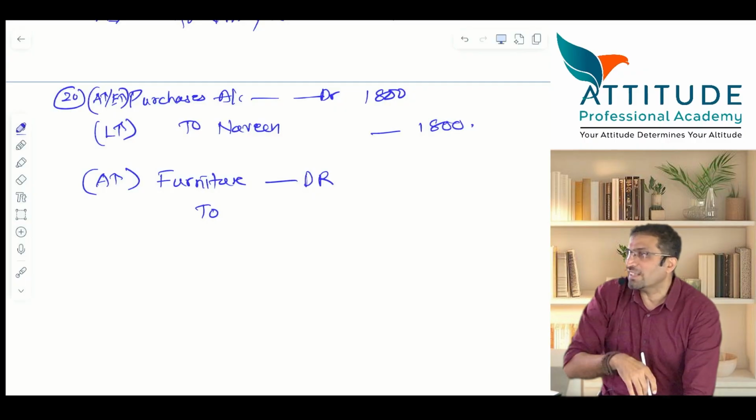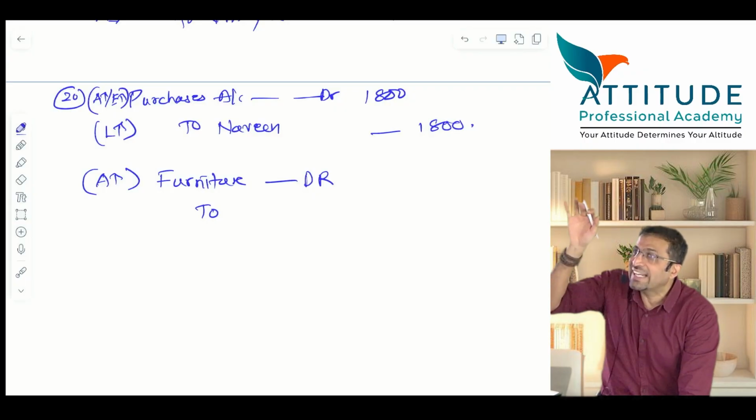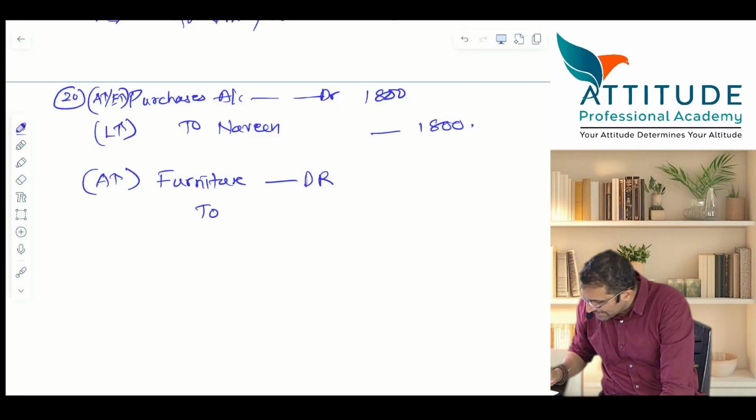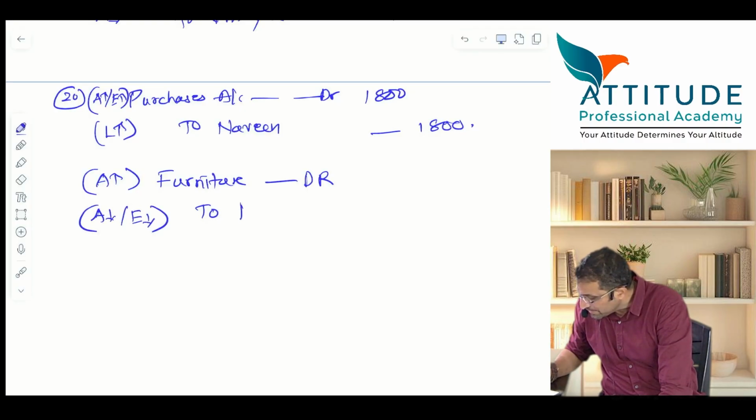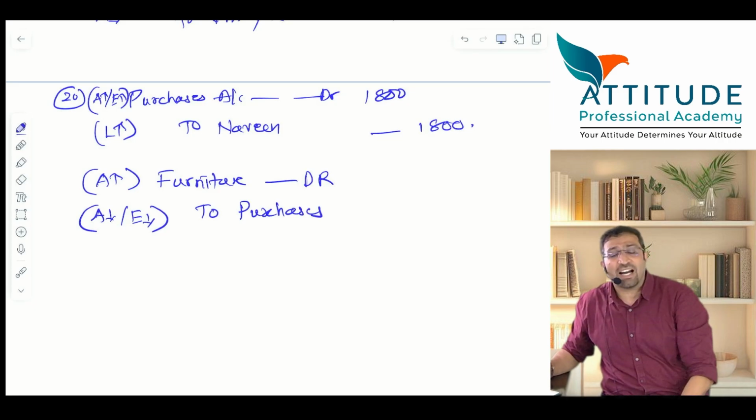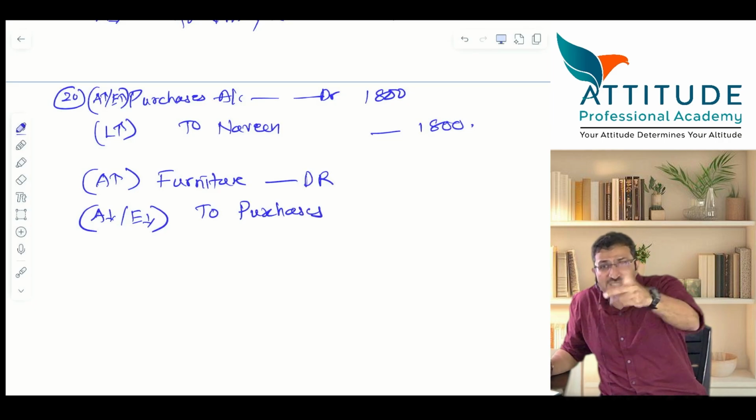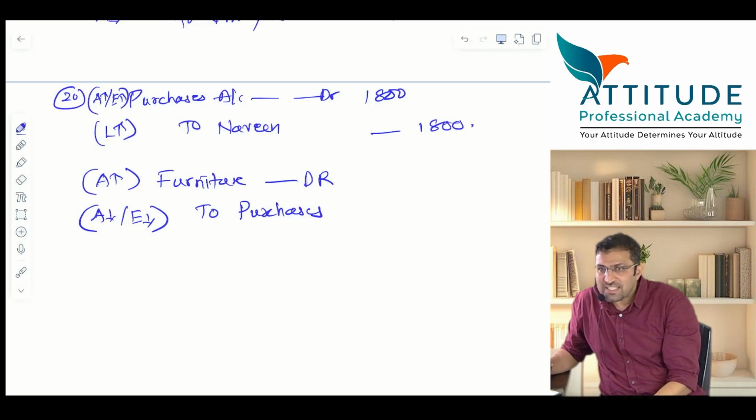It has become your fixed asset. So what should purchases be? Expenses come or asset come? It is no more your expense. It is your fixed asset. It is no more your revenue expenditure. It will be your capital expenditure. So revenue expenditure is treated as what? Capital expenditure. That is the entry.